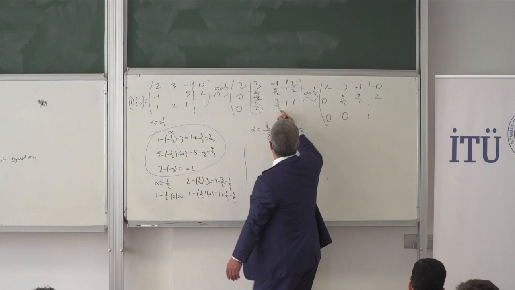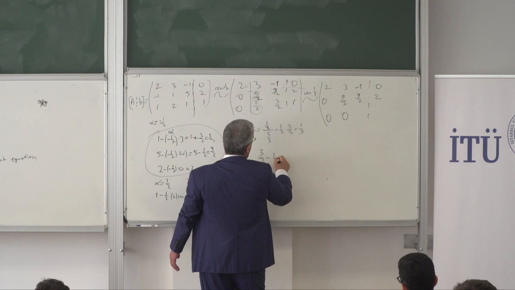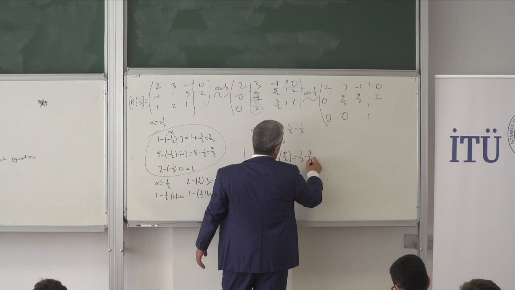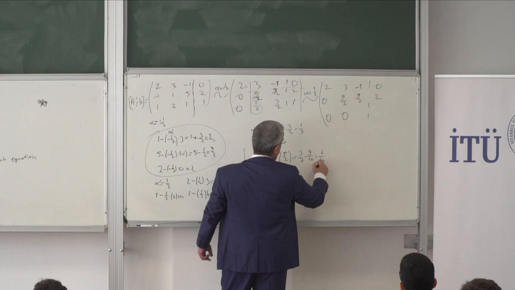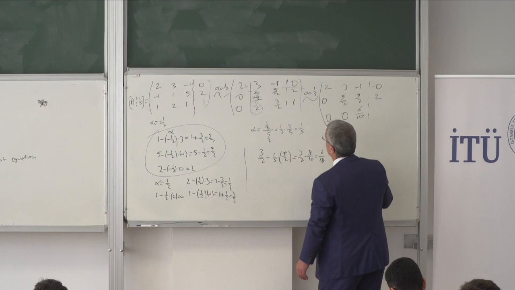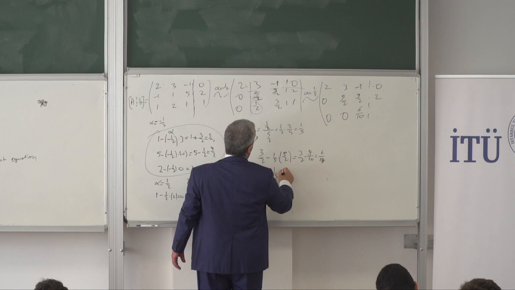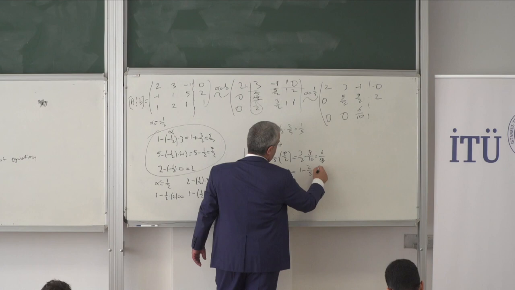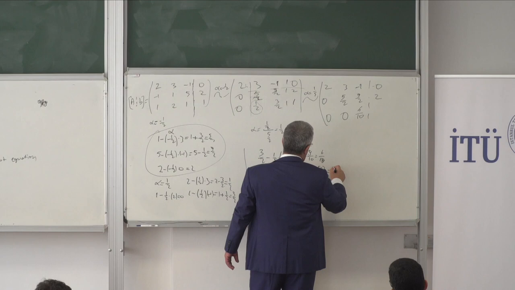But what is this now? This is 3 over 2 minus 1 over 5 times 9 over 2, which is 3 over 2 minus 9 over 10. Multiply by 5, so 6 over 10. Okay? And the right-hand side becomes 1 minus 1 over 5 times 2, which is 1 minus 2 over 5, which is, did I make a mistake? 5 minus 2 over 5, which is 3 over 5.